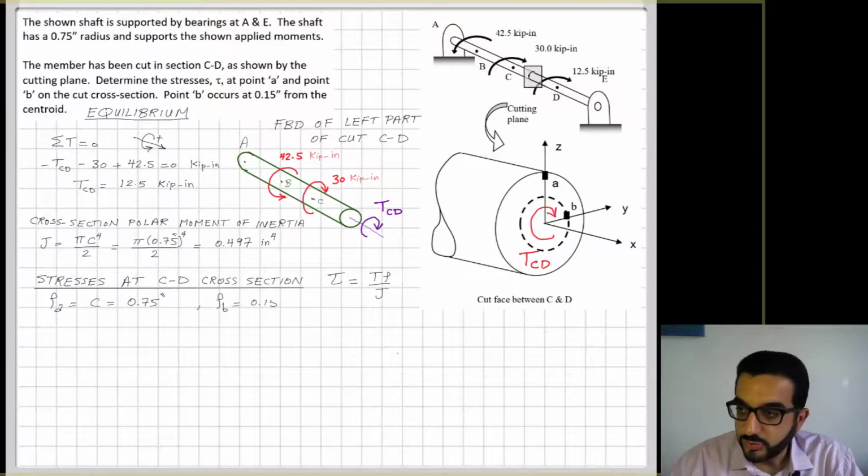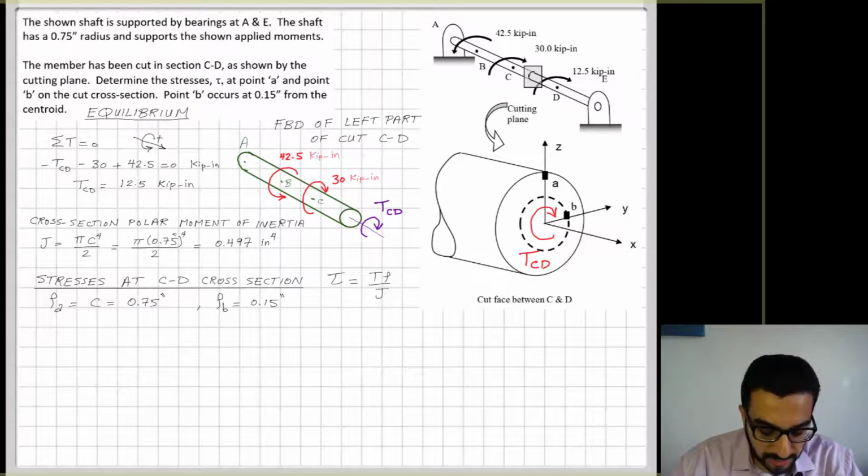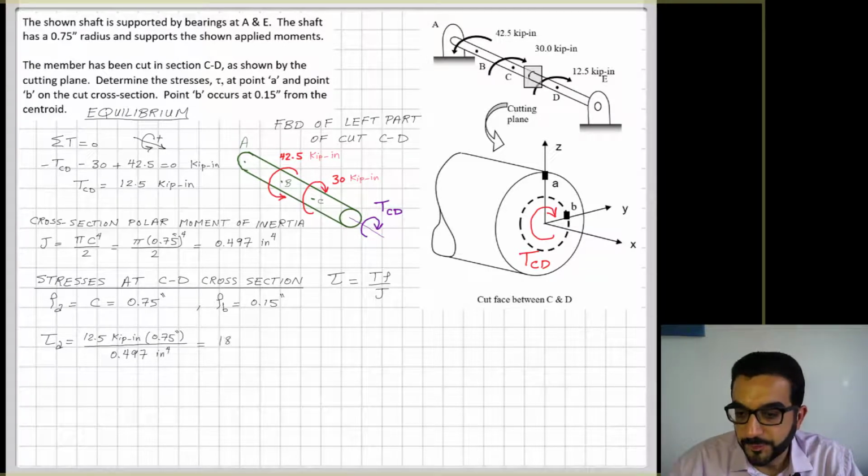And I'm interested in the first point here, A. So if we apply the formula, rho here is equal to C, because A is at the outside or the outer perimeter of the section, and B is at 0.15 inches from the centroid. So applying the formula, just to have all the values, I will figure out that tau at A is equal to 18.9 ksi. All my units here are kips, kilopounds, and inches.